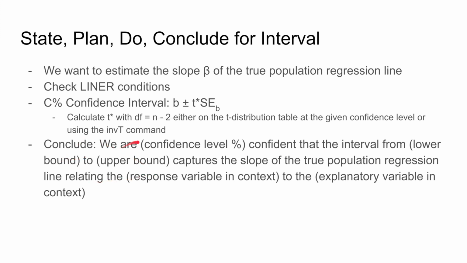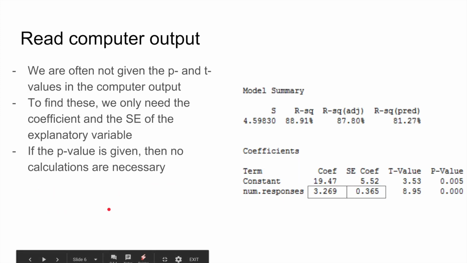To conclude, you say we are C percent confident that the interval from the lower bound to the upper bound captures the slope of the true population regression line relating the response variable in context to the explanatory variable in context.